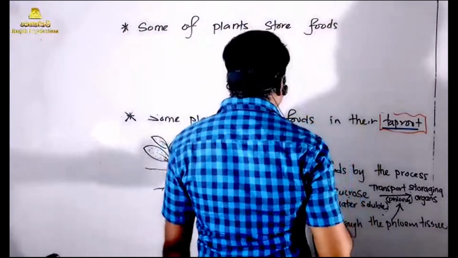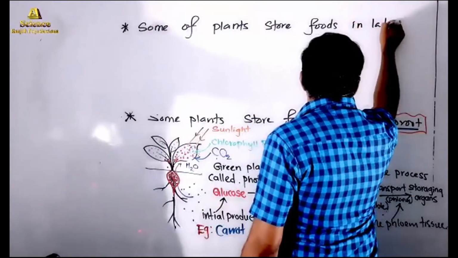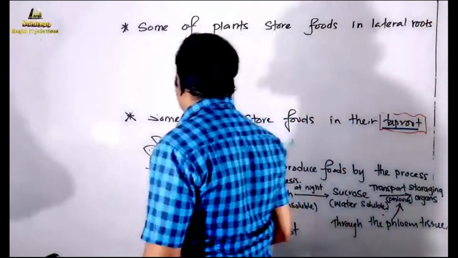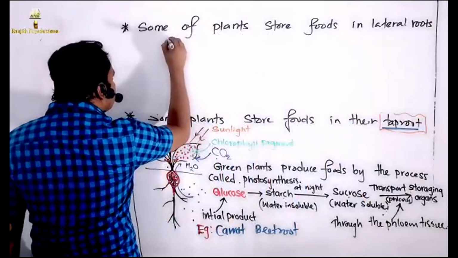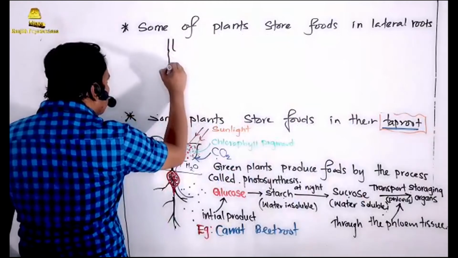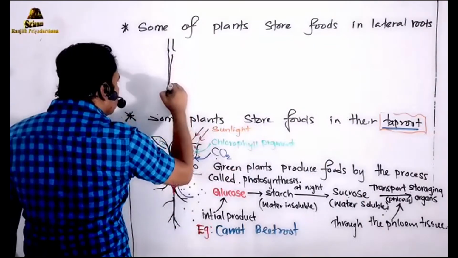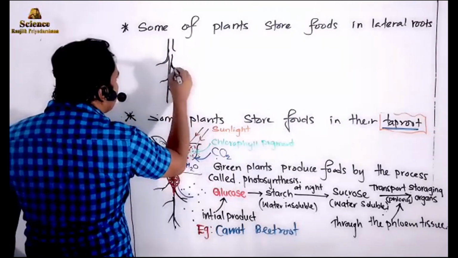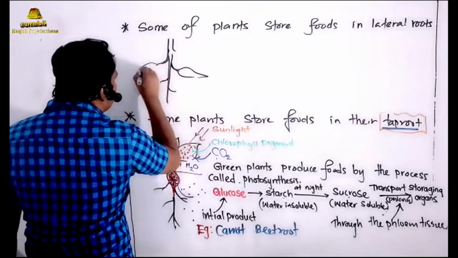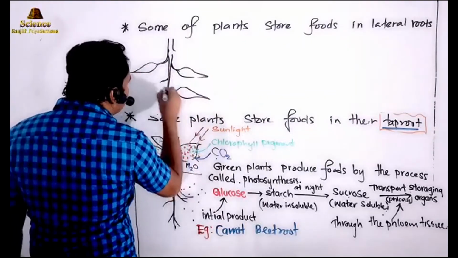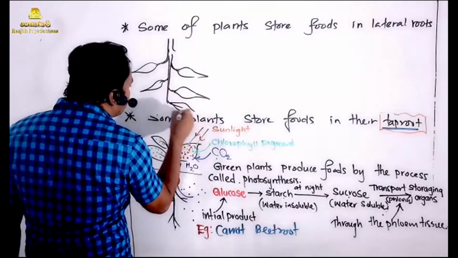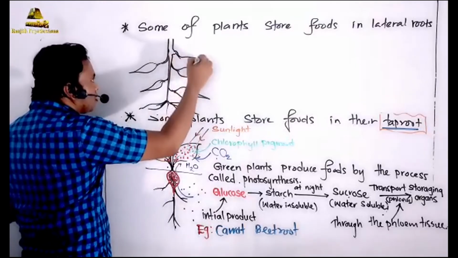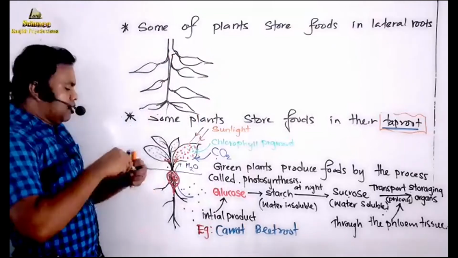Some plants store foods in lateral roots. So this is the taproot. And these photosynthesized foods are coming. So what happens? Swelling of these lateral roots. Then, son, can you understand it now? The student who said manioc and sweet potato earlier will understand well now. Okay, good.